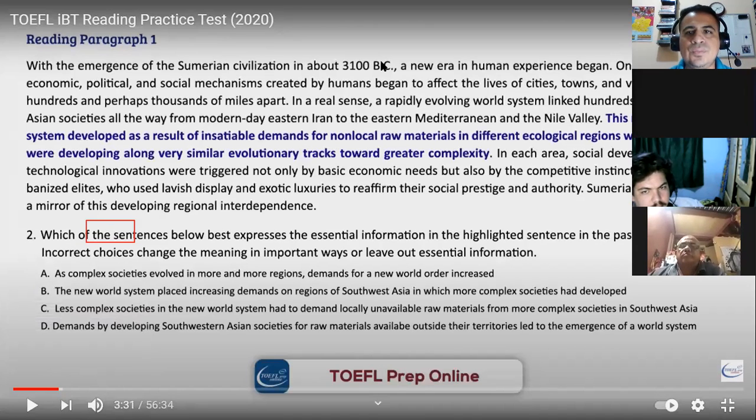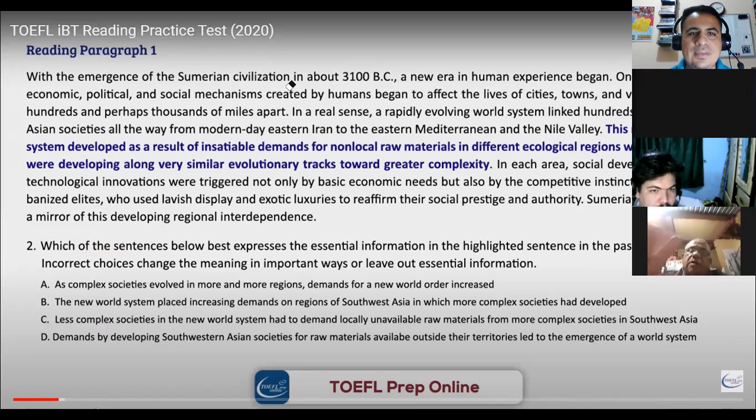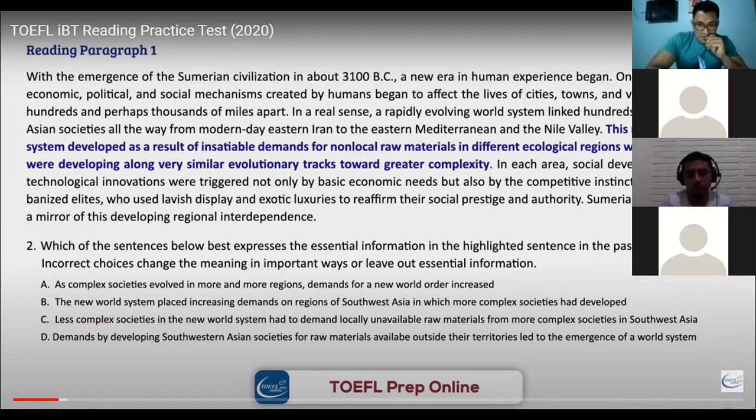Question number two. What type of question is this? Highlighted sentence, correct, right? Highlighted sentence. So when I read the highlighted sentences, ¿qué vas a hacer? What would be your strategy?